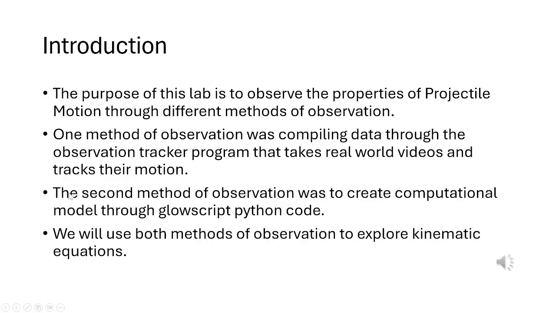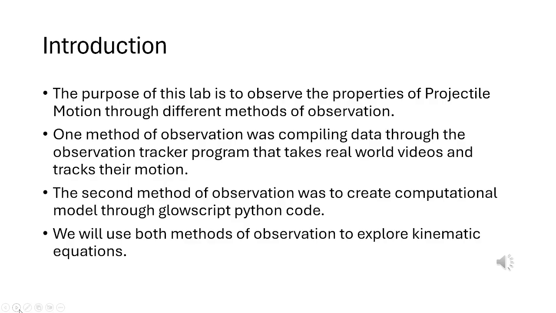The purpose of this lab is to observe the properties of projectile motion through different methods of observation. One method of observation was compiling data through the Tracker program software that takes real world videos and tracks their motion. The second method of observation was to create a computational model through GlowScript Python code. We will use both methods of observation to explore kinematic equations.